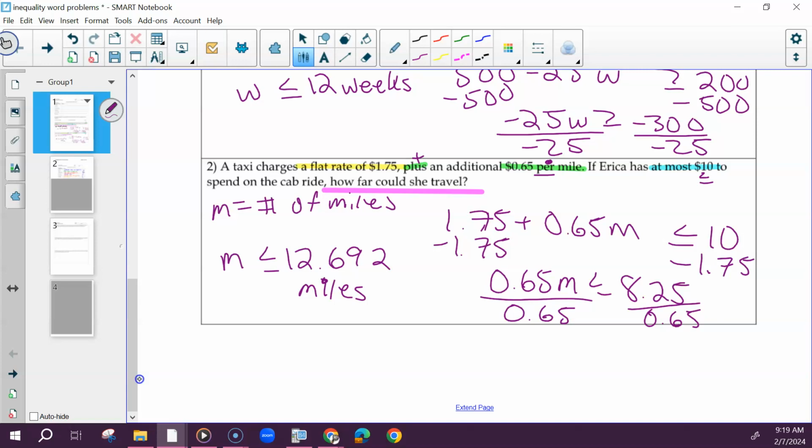But that was looking for specific full number of weeks. This one, can miles be decimals? Yes. So we can leave it, but we want it exact, so we can put 0.69 or leave it at this 0.692. But that means if she goes over that to 12.7, she won't have enough money. Because it has to be super exact.